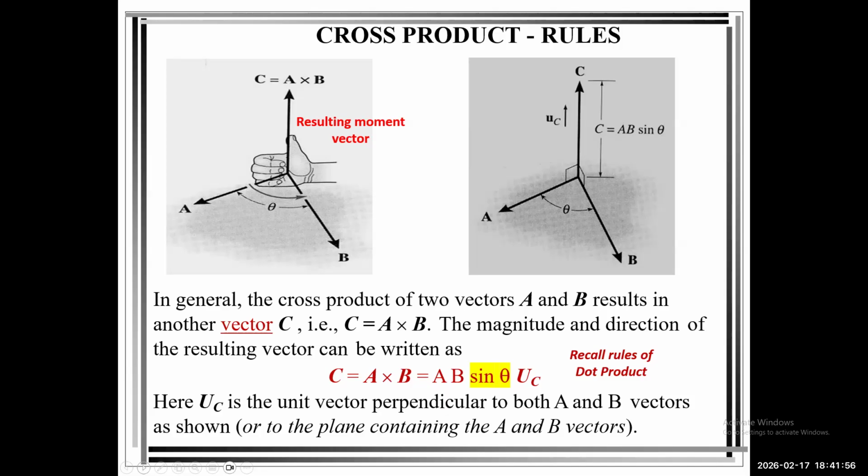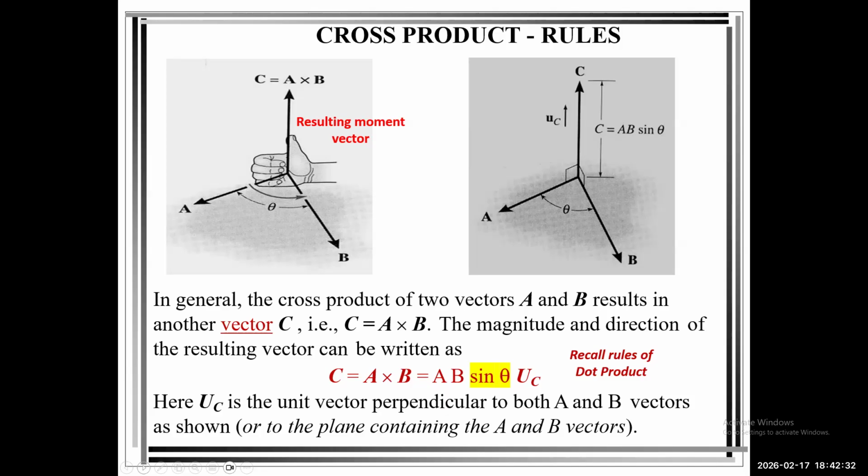Let me just go through this. So A and B give the magnitude and the direction of the resulting vector. It can be written as C equals A times B, which is the same thing as AB sine theta times the unit vector C. And I want to use this to remind you that when you're working, you should be careful with your vectors. Don't use a scalar value of the vector. It must be a vector times a vector in this case.